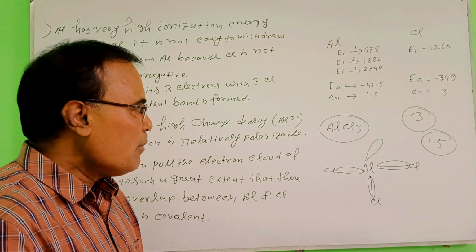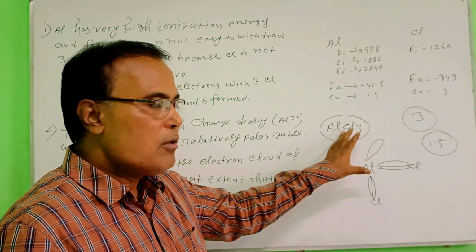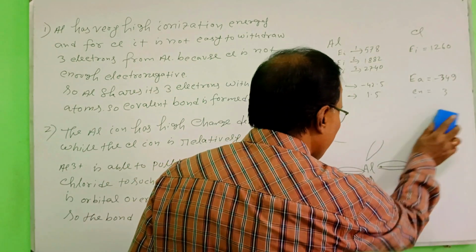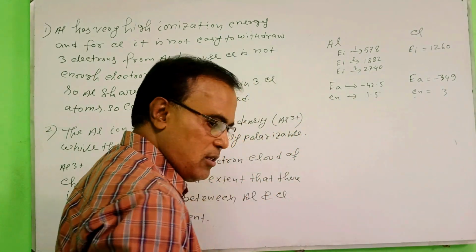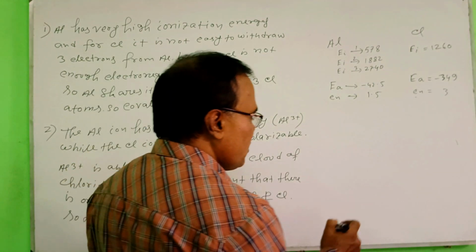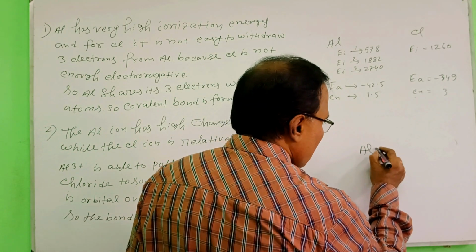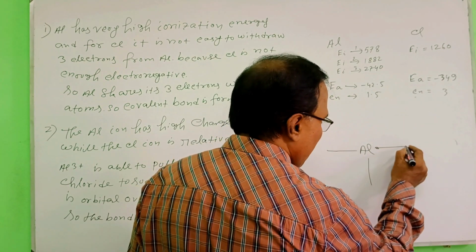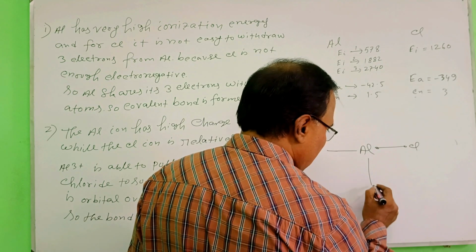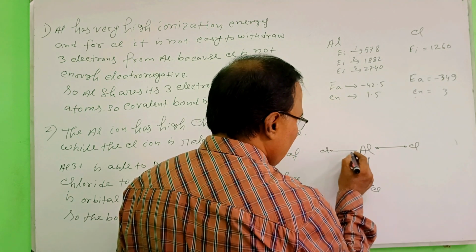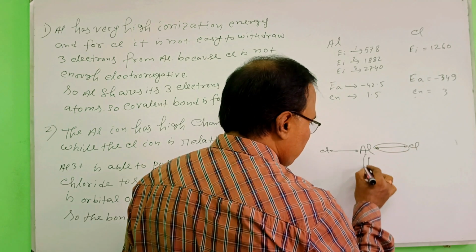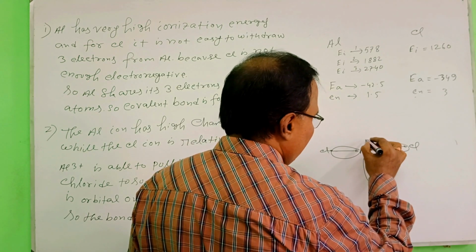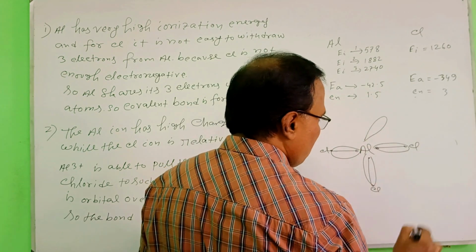You can explain the bonding nature of aluminium chloride with different parameters. Now finally, we have to see the Lewis dot diagram of aluminium chloride. Here, aluminium shares its 3 electrons with 3 chlorine atoms, and a single orbital remains vacant.